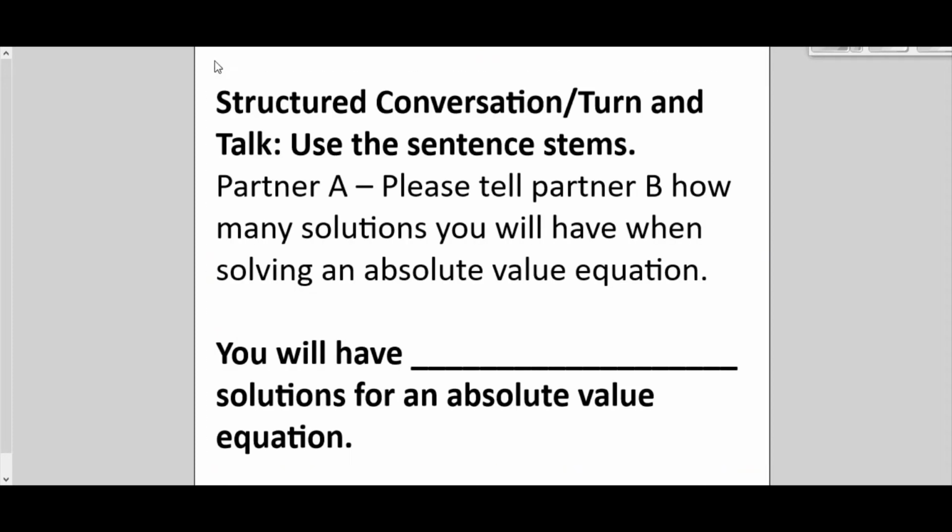Obviously we're not doing partners, but it says partner A, please tell partner B how many solutions you will have when solving an absolute value equation. Remember, you're always going to have 2 solutions because we're solving 2 equations.